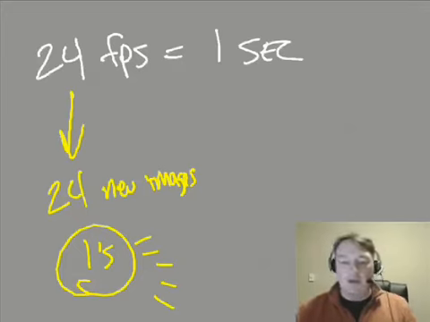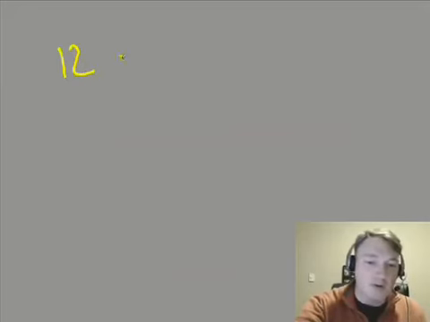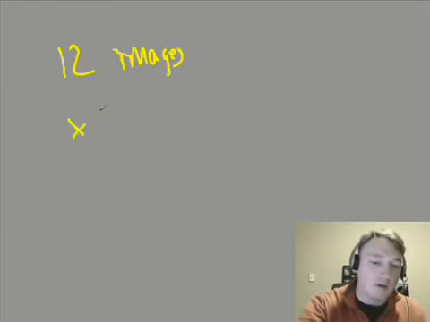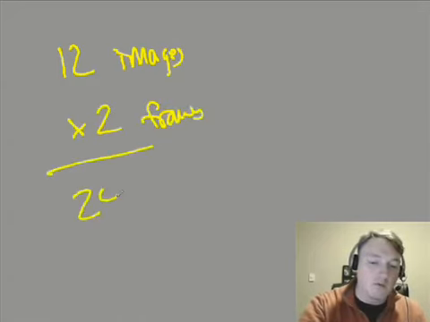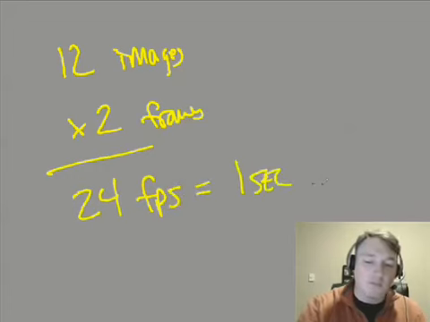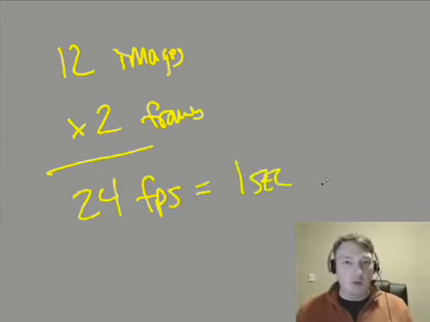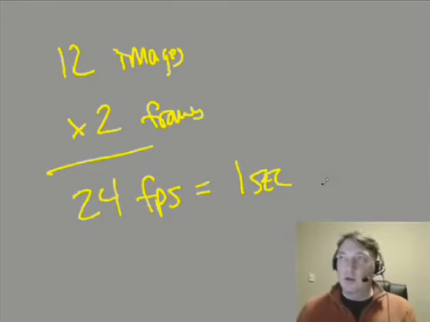Okay? Shooting on twos is when you use 12 images and you shoot each one two frames. You still get your 24 frames to get your 1 second, but you used less motion to do it. Okay? The result, when looked at when it's drawn, doesn't really bother us.